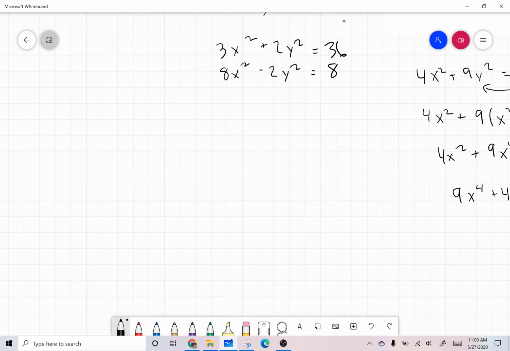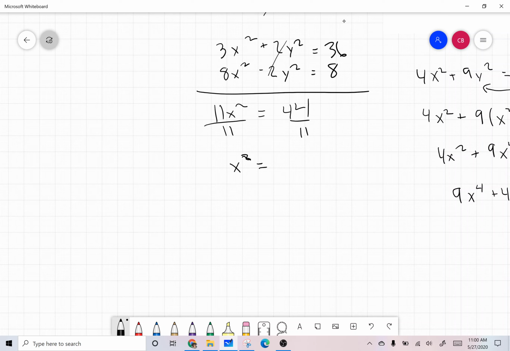Then we add these together. This is 11x squared is equal to 44. We divide by 11. x squared is equal to 4. Square root, x is equal to plus or minus 2. We will plug that into one of the equations and we will solve.